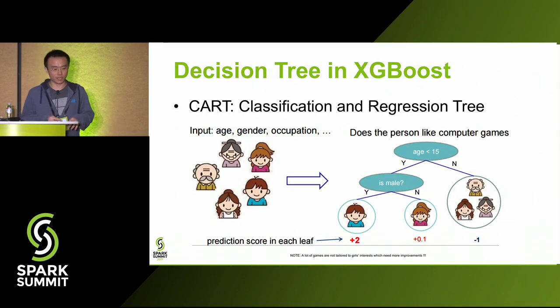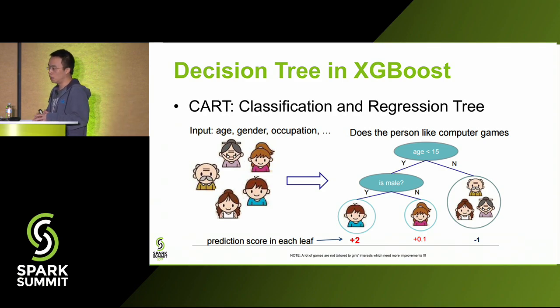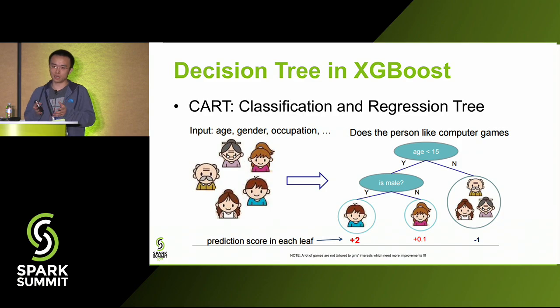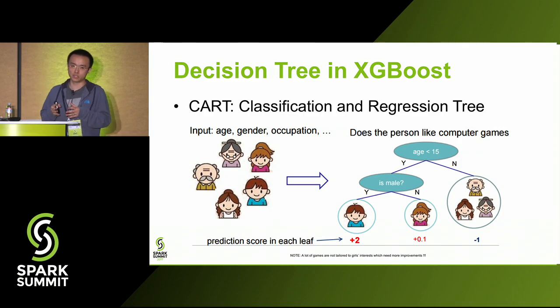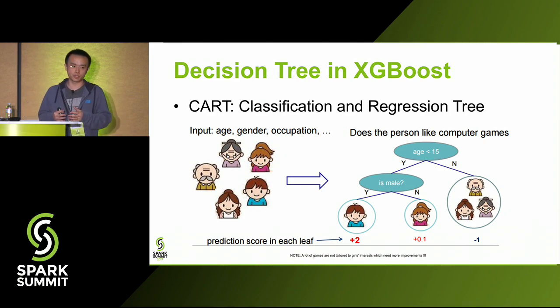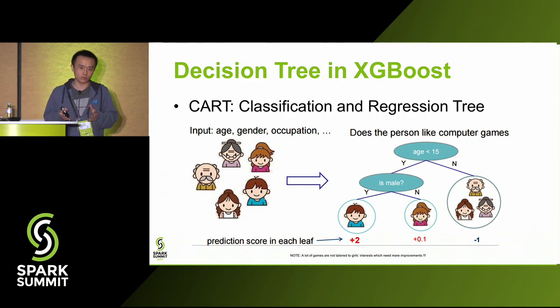For decision trees, in XGBoost, we adopt one type of decision tree model called classification and regression trees. Like many other decision tree models, a CART assigns the data points to the leaf nodes of a tree structure based on rules at different levels of the tree. For example, here we work on a problem where we want to predict whether a person will like computer games. So we have a first rule on the root level, which separates the data sets based on the age of the person.